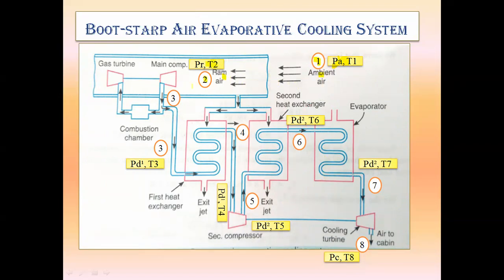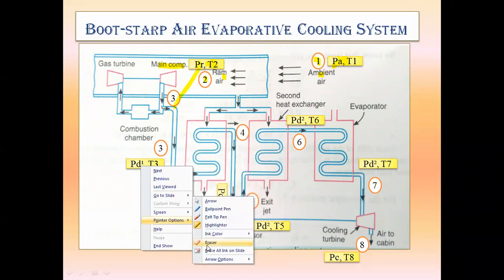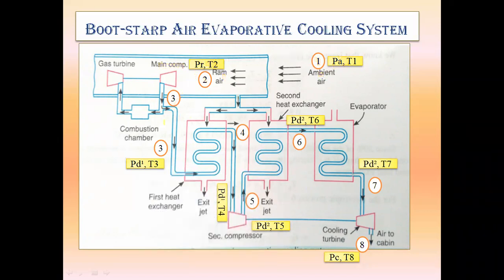Now the 2 to 3 process will take place inside the main compressor. That means part of the ram air will be taken during the suction stroke of the compressor, and that will be compressed inside the main compressor. So here pressure will increase from PR to PD1, that means from ram pressure to delivery pressure 1.